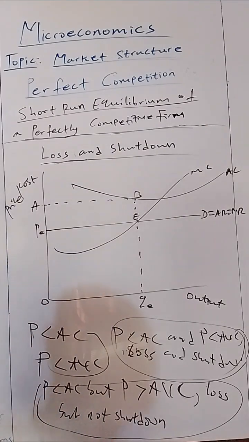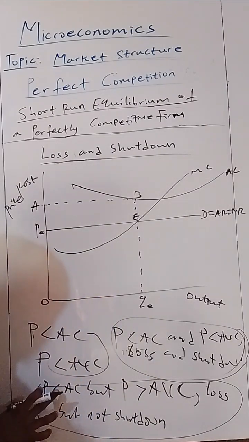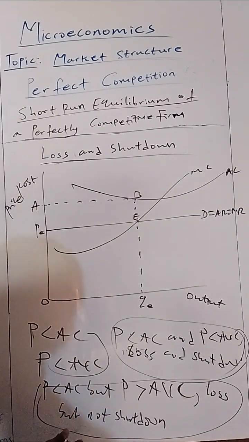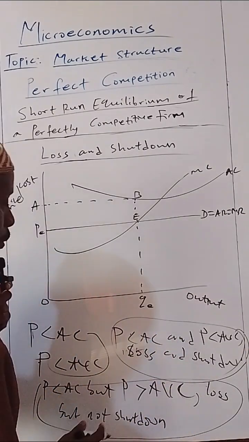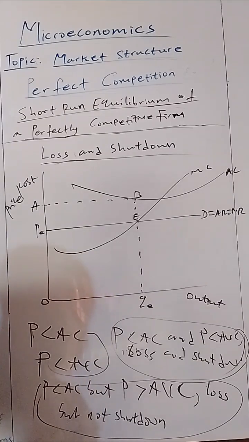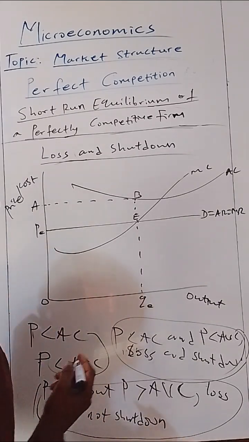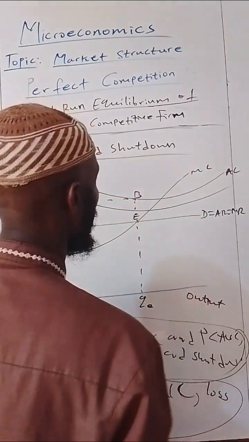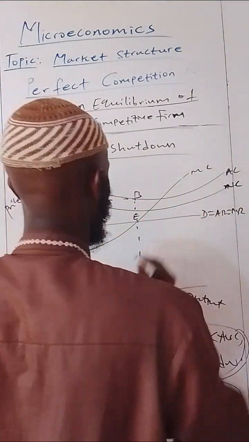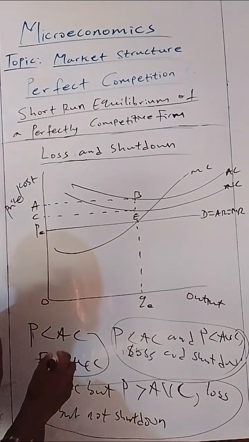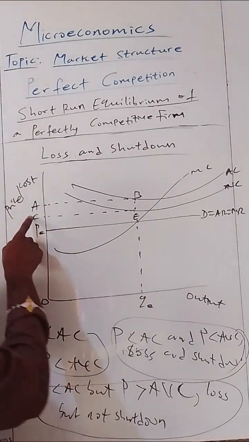Now let me introduce my average variable cost. I'm going to draw it and make sure that it is above the price, so that the firm will shut down. When it's above the price, it means that the price is going to be less than average variable cost. So let me draw my average variable cost here. This is the average variable cost. Let me name it C. So my average variable cost is C here.